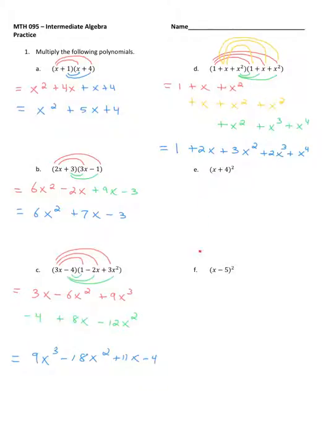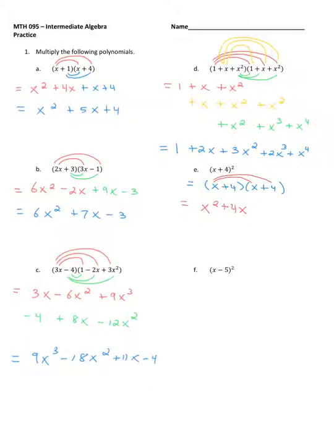For parts E and F, here we have something squared, which does not mean square the x and square the 4. It means copy down the thing in parentheses twice. So I'm going to rewrite the problem. This is really saying multiply x plus 4 times x plus 4. So being careful, I multiply in the x. When I do, I get x squared plus 4x.